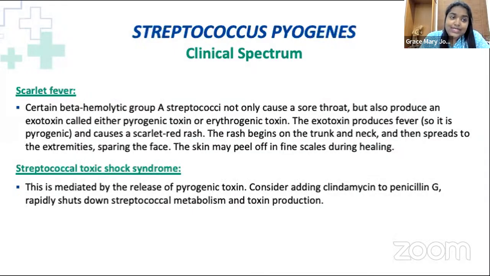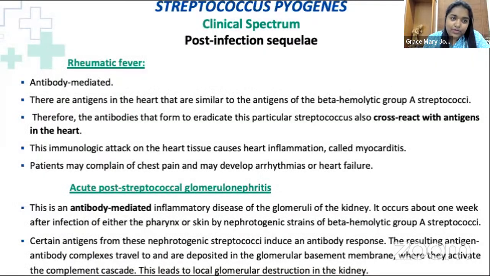The other one, like I said, is scarlet fever. Scarlet fever, because of the pyrogenic toxin, spreads from the trunk to the neck and to the extremities, and sometimes it can cause this reddish appearance of the face also. Okay. And toxic shock syndrome, because of the toxins that it produces.